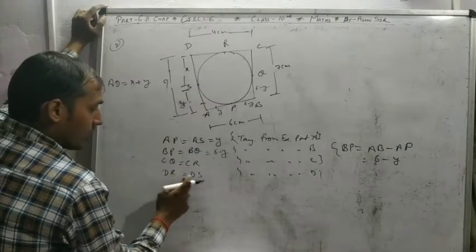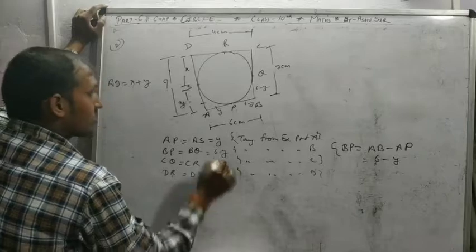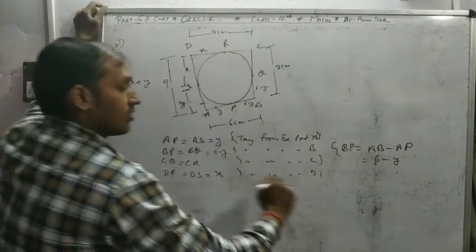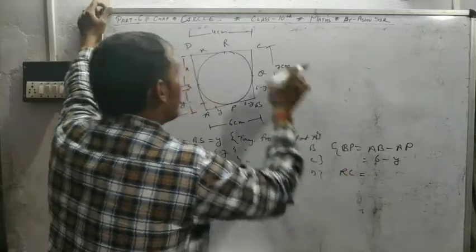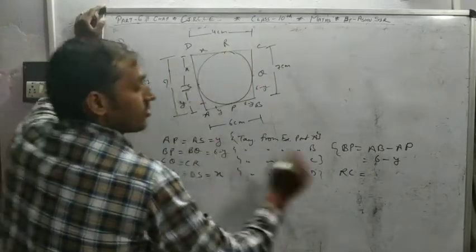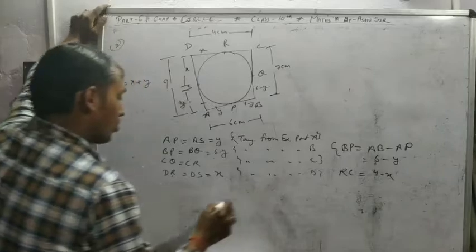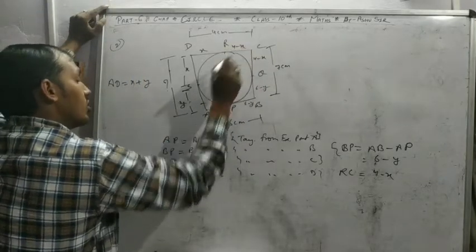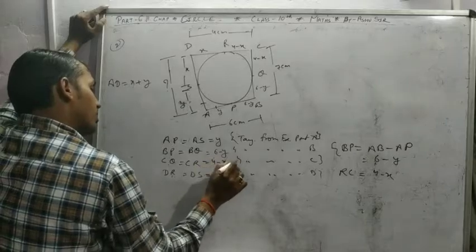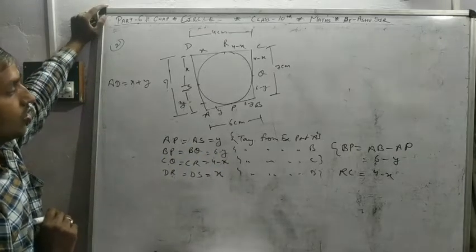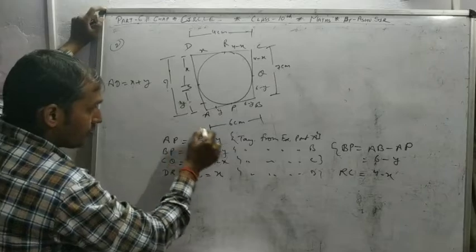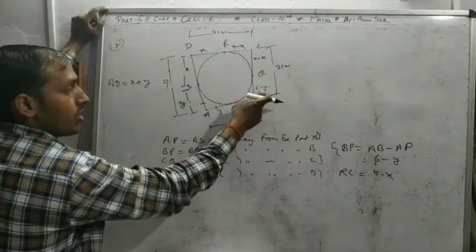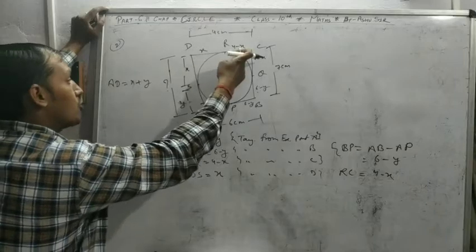If you take DR equal to DS is equal to x, so what's the value of RC? RC is equal to whole 4 minus x. Same logic. So CQ is equal to CR, 4 minus x. So from here we can take here Y, 6 minus Y, 6 minus Y, x, 4 minus x, 4 minus x.